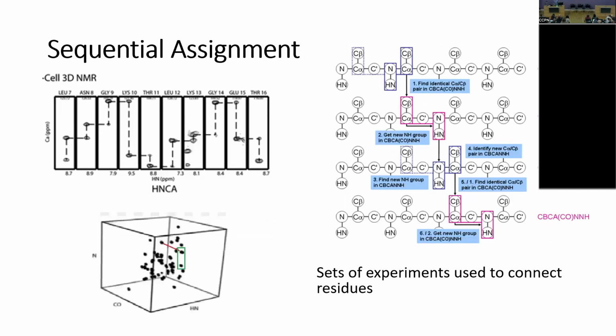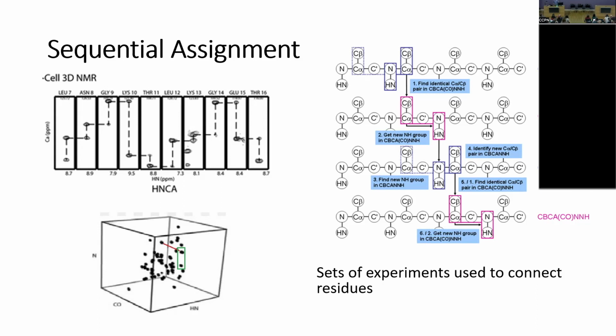On the top left, you see an example of the strips for different signals. By traveling along the I and I-1 signals, and then traveling along the carbon dimensions, you can sequentially connect the signals into long chains. The long chains can then be assigned back to the primary sequence. On the bottom left example, you can see the pairs on the 3D figure, where the green box is the pair of signals, and in the red line, you can see where you're traveling along the carbon dimension to find the correct sequential pair.